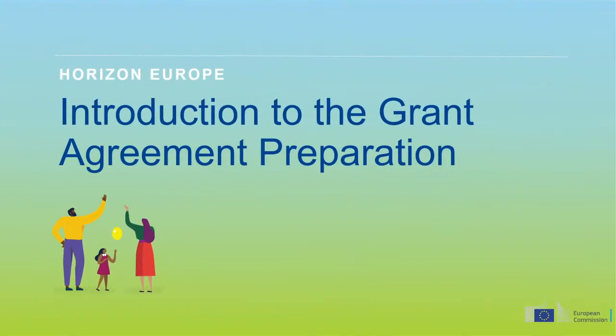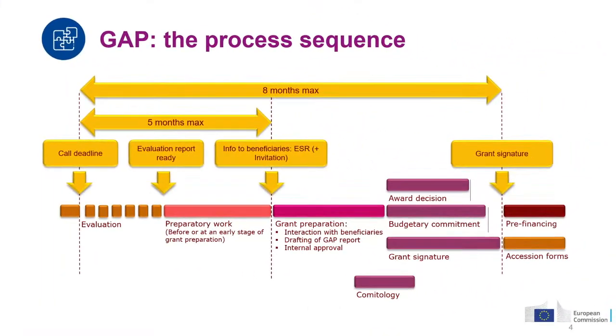Starting with the introduction to the grant agreement preparation, as it has already been stated in the first presentation of the day, the maximum time to grant in most Horizon Europe projects is 8 months, with a few deviations from ERC grants, which can have more than 8 months, for example, some ERC starting or synergy grants, or the proof of concept might have 7 months maximum, but the majority of them have 8 months maximum time to grant.